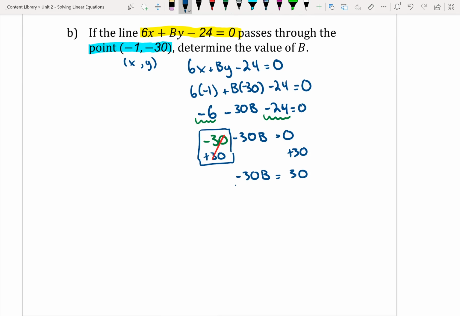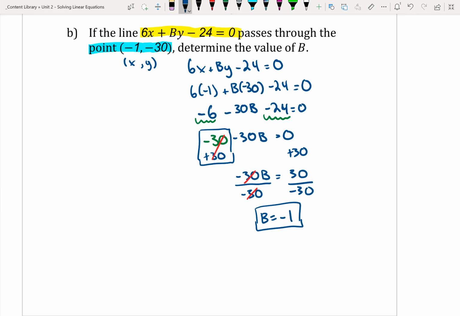Now I want to divide by -30 because the original operation is multiplying. Divide the other side by -30. One side cancels out. And I'm left with b equals -1 as my final answer.